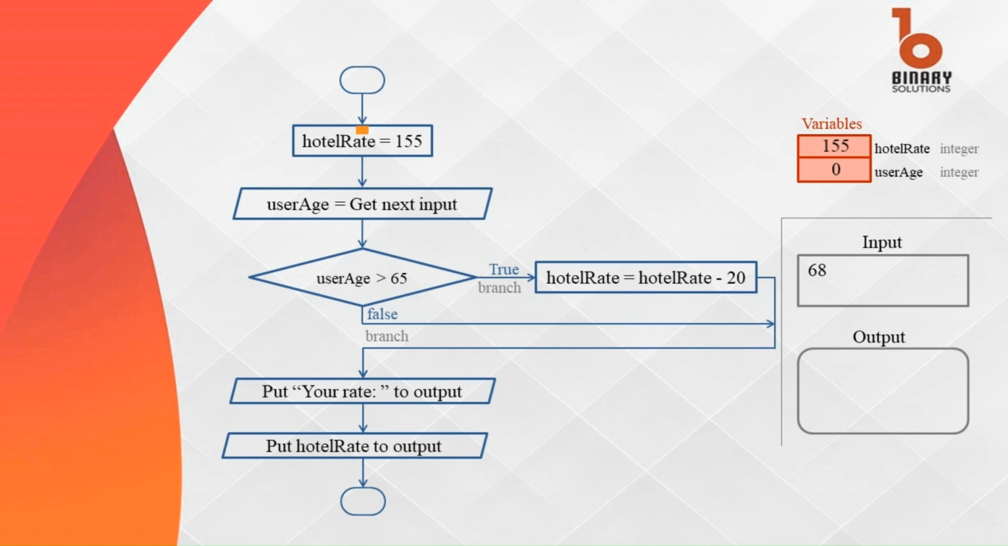For instance, if the user's age is 68, the condition 68 greater than 65 is true, so the discount is applied, lowering the rate to 135. If the user's age were 50, the condition would be false, so the second branch executes and the hotel rate remains at 135. After the condition is checked and the appropriate branch is executed, the program continues with the subsequent statements, outputting the final price.